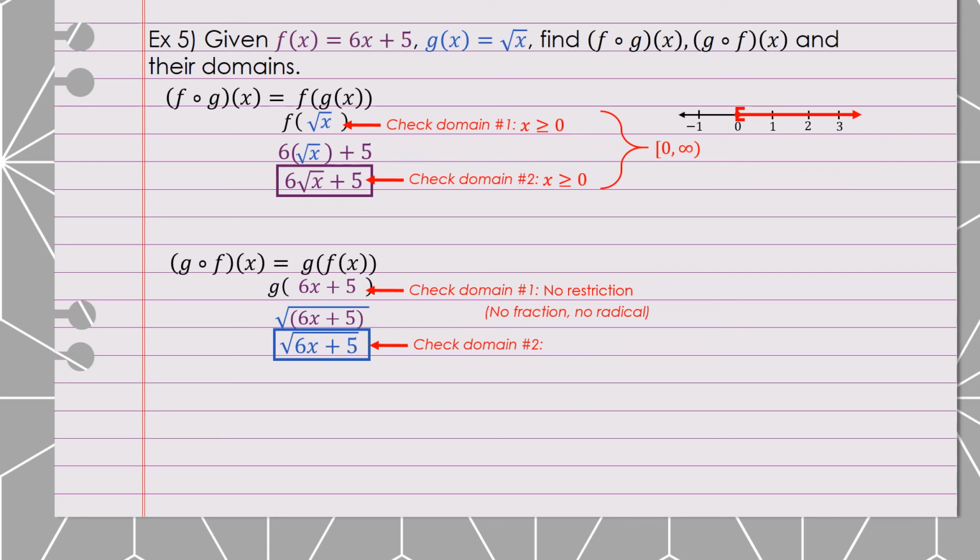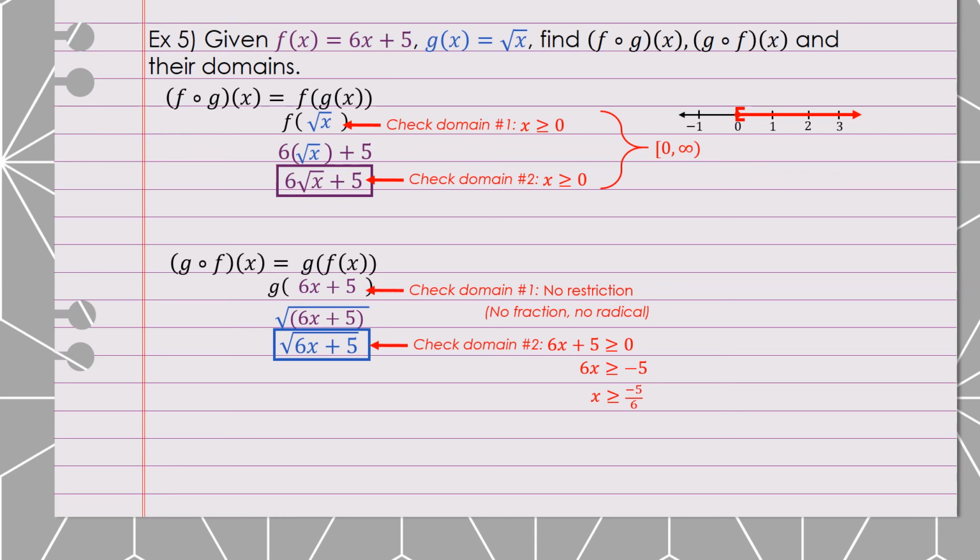So we look. Do you see a fraction? No. Do you see a radical? Yes. So again, we take whatever the radicand is and say it must be greater than or equal to 0. For us, that would be 6x plus 5 must be greater than or equal to 0. And now we need to solve for x. Our first step would be to subtract 5 on both sides. And then we need to divide both the left side and the right side by 6. And we find x is greater than or equal to negative 5/6.